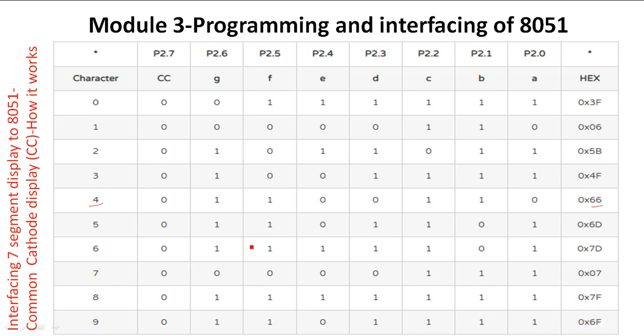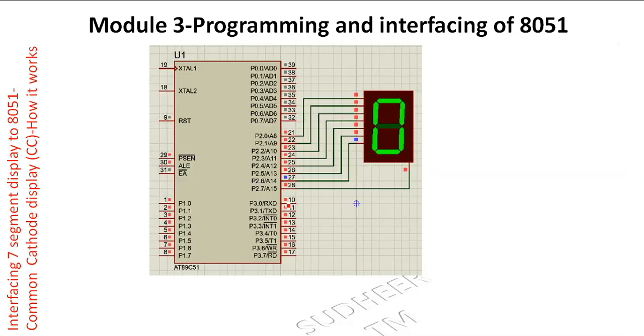So analyze this table and try to make these codes yourself from the exam point of view. Otherwise, learn by heart the code for the corresponding digits. It is mandatory to remember or reproduce this code for showing the particular number on your display unit. So try to work out how to make this table. It is very simple.